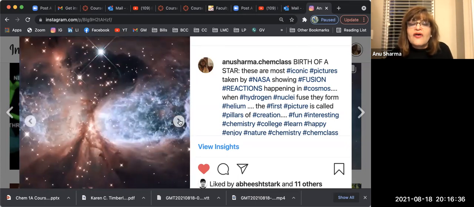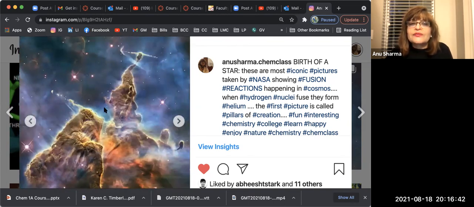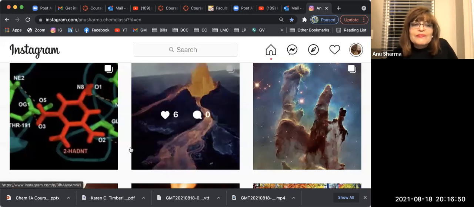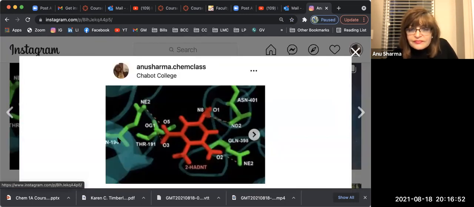So look at that. All these galaxies, and all this is fusion reactions happening in the cosmos. So beautiful. All this is outer planets, see that. So this is the birth of the stars. Okay. Next is, do you have any idea what this is?